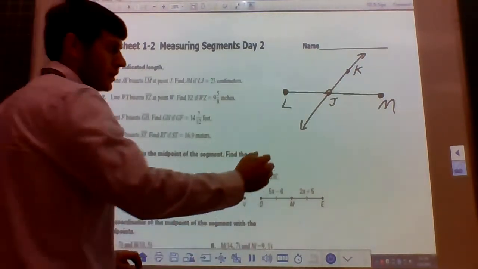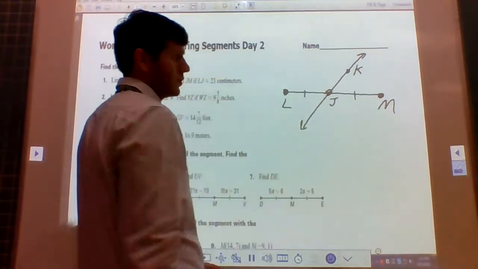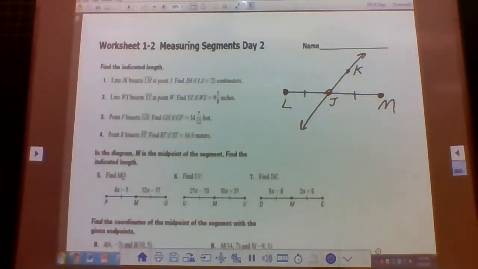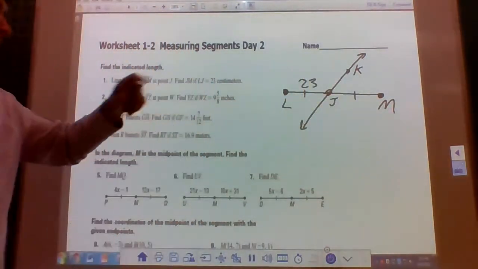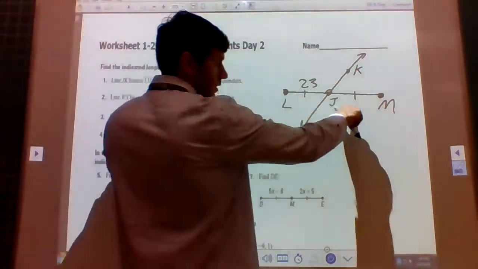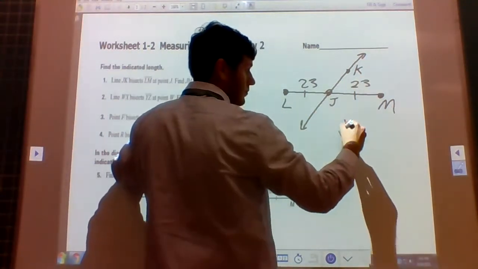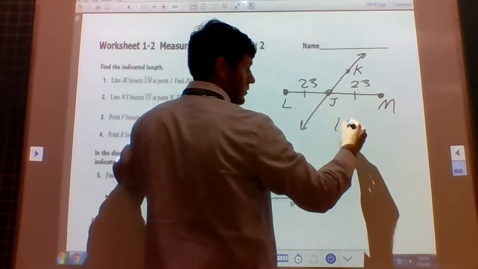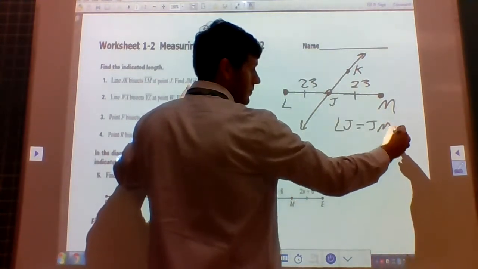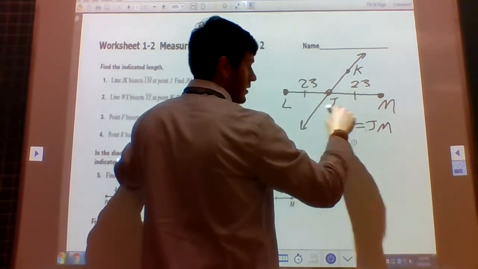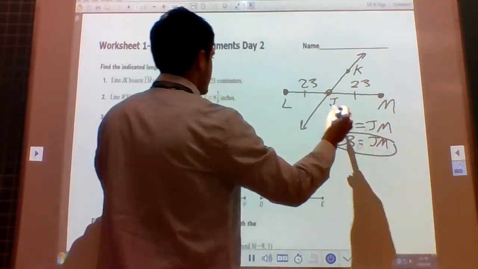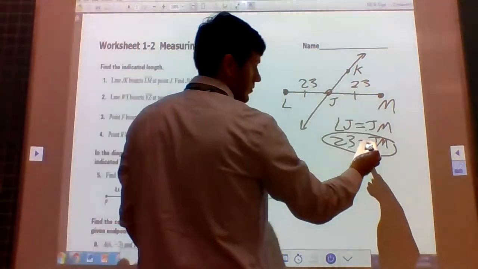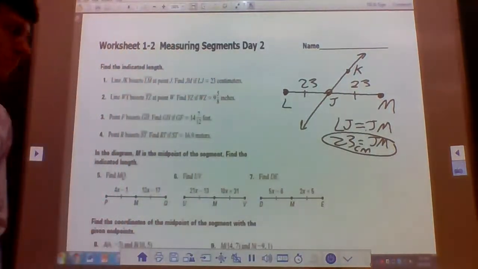That means that segment LJ is congruent to segment JM. They're going to be equal because LM is split in half. We know that LJ is 23. Since LJ is 23, we know that JM is also going to be 23. LJ equals JM, and LJ is 23, so that's going to be 23 centimeters. Okay, that's number 1.